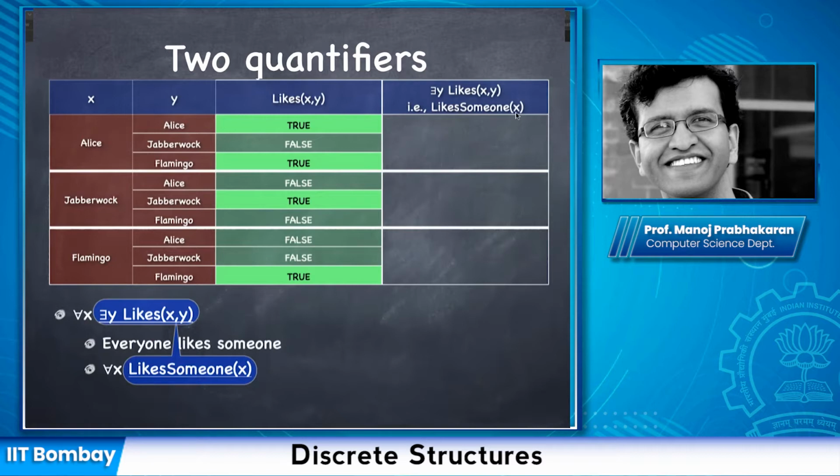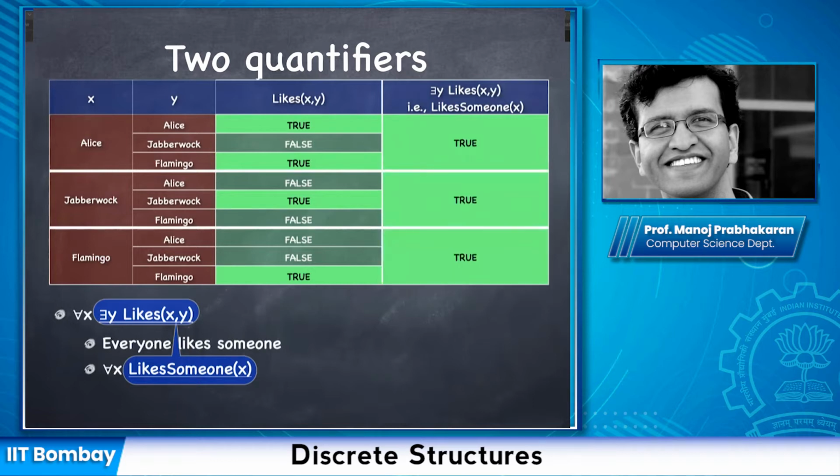Okay, so just to fill it in, Alice does like someone. She likes two people, in fact. So indeed, there is at least one person that she likes. And same with Jabberwock and Flamingo, they like themselves.